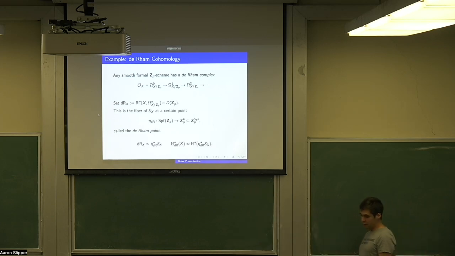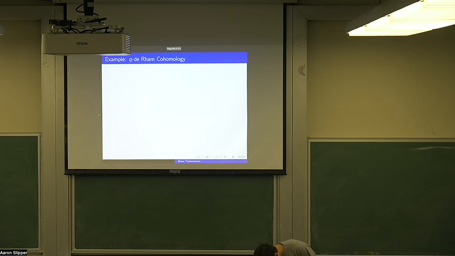So this is telling you if you want the de Rham complex of X, that's the fiber of E sub X at the point eta de Rham. If you want the de Rham cohomology groups of X, well, you take the cohomology groups of that complex. So this would, of course, be an extremely convoluted way of defining de Rham cohomology. De Rham cohomology is a much older invariant than the theory of prismatic cohomology and these fancy stacks.